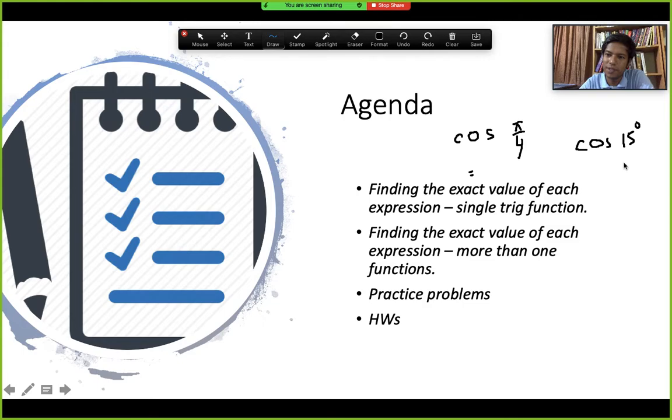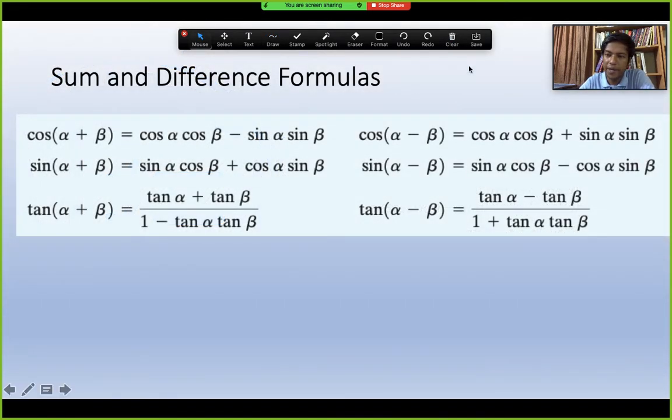Now, do you know the answer? What is the answer now? Because 15 degree, we know it from the calculator. Without the calculator, we cannot solve it based on our previous lesson. But there is a technique. That technique we will learn in this lesson, and that technique is helped by these sum and difference formulas.